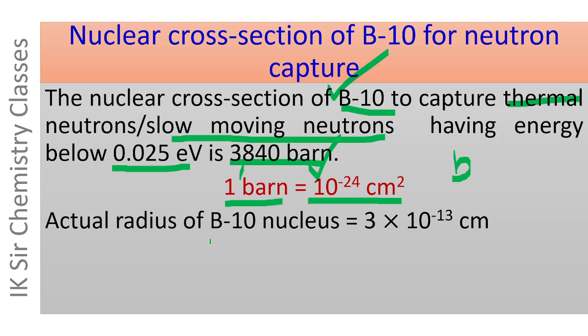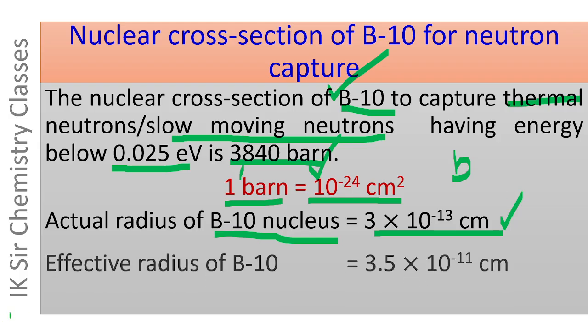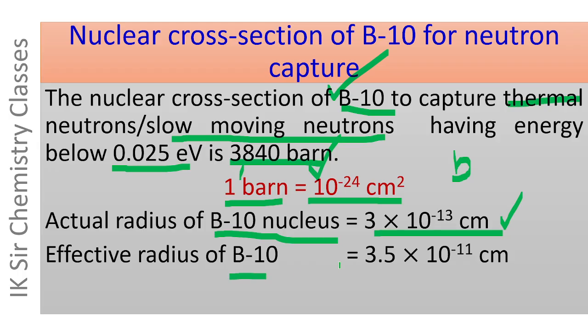The actual radius of B10 nucleus is 3 into 10 to the power minus 13 centimeter. This is the actual radius of B10 nucleus. But the effective radius of B10 nucleus has been calculated to be 3.5 into 10 to the power minus 11 centimeter. This is the effective radius of B10 nucleus, and this one is about 100 times the actual B10 nucleus radius.